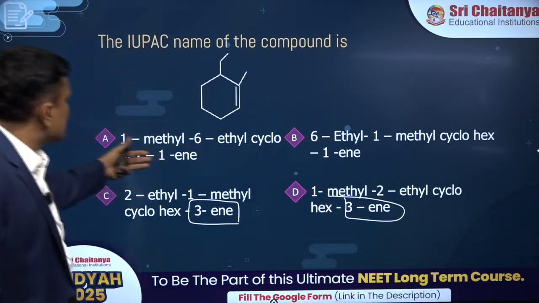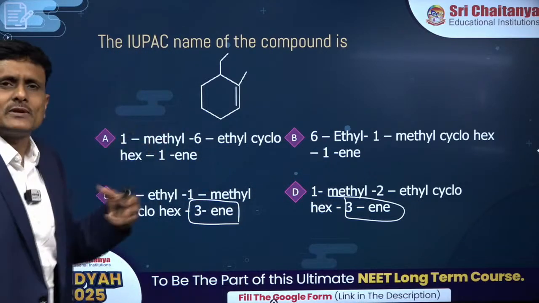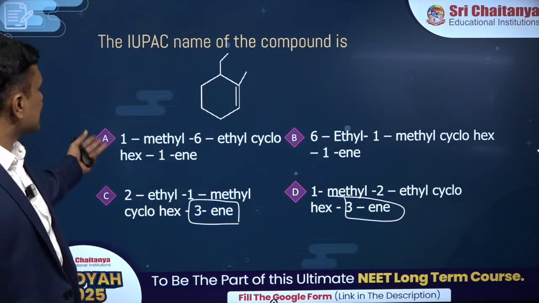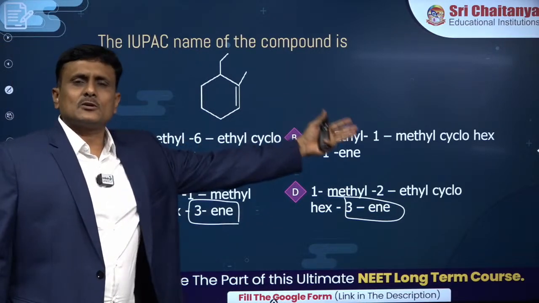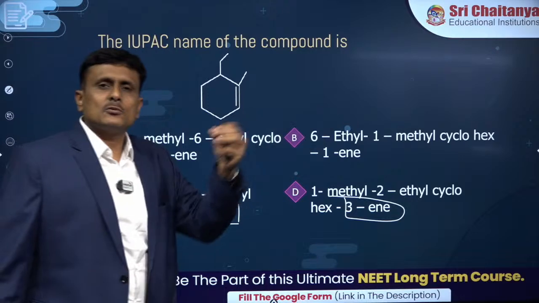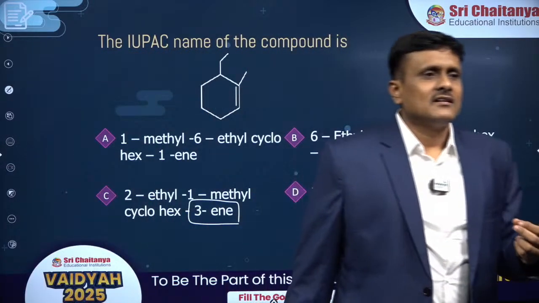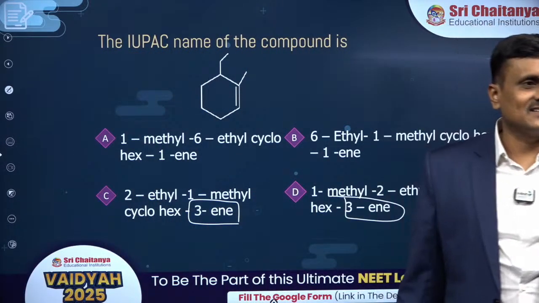Then you have these two options, you guys can see. Sounding the same, named the same, isn't it? 1-methyl, 6-ethyl, 6-ethyl, 1-methyl, cyclohexene. You know, when there is a tie, yes, you are right.